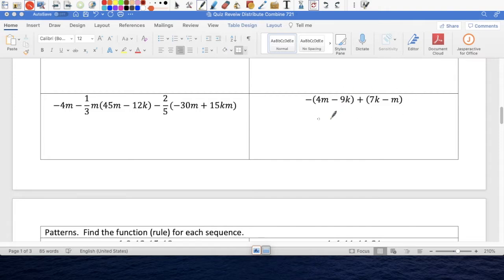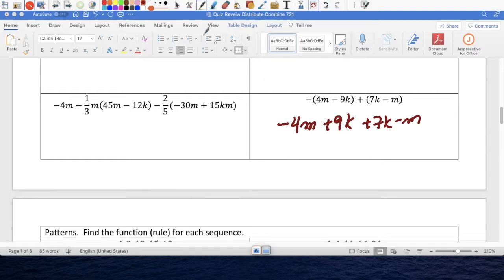Let's do this one on the right side. So that's going to be, again, there's a minus sign. Again, if you want to imagine there's a 1, that's okay. So everybody's going to come out the opposite. 4m becomes negative 4m. 9k is going to be plus 9k. This one, because it's a plus sign, everybody comes out exactly the same. Positive 7k minus m.